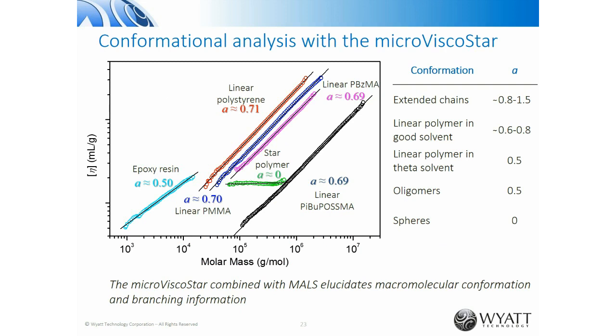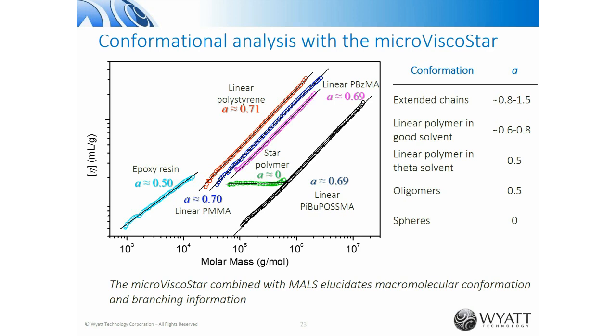In addition to your molar mass moments and your viscometry parameters, you can also do conformational analysis with the Micro-Viscometer. In this case, we do it via the Mark-Houwink plot. Like Dr. Trainoff mentioned earlier, these are log-log plots of intrinsic viscosity versus molar mass. In this plot, you can see various macromolecules, and when you take the slope of the plot, this gives your Mark-Houwink a value. The value will give you your conformation, which is seen in the table to the right. In addition to this, you can also derive branching information from your plot.